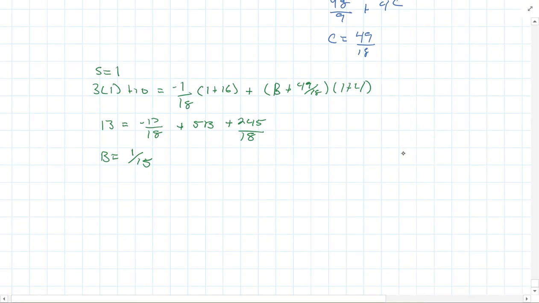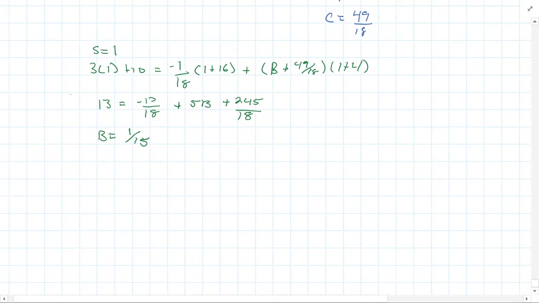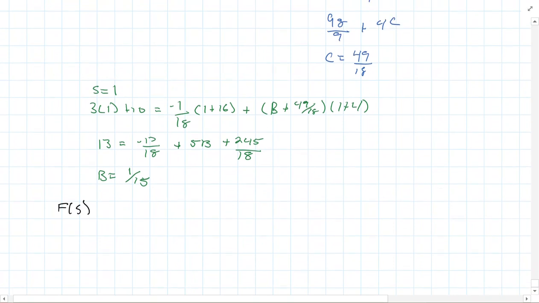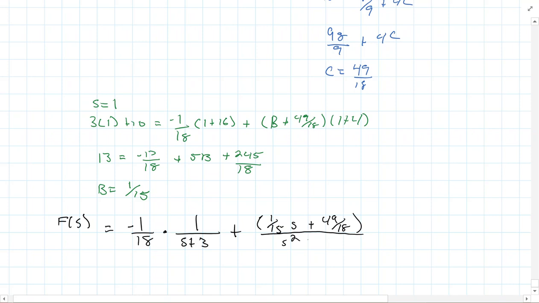And so now we can write my partial fraction expansion here. We can say that F of s, I'm going to need to scroll up and down a little bit, is equal to negative 1 over 18 times 1 over s plus 3, plus B is 1 over 15, so I'll have 1 over 15 times s plus 49 over 18, and this is all over s squared plus 16.